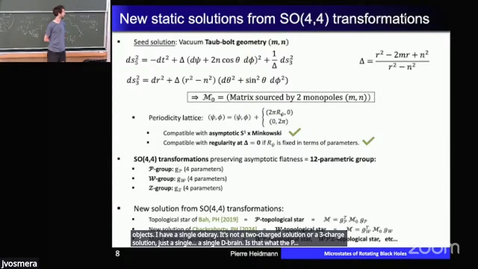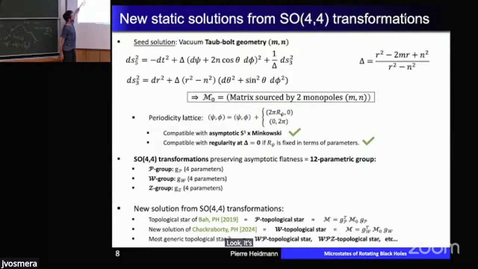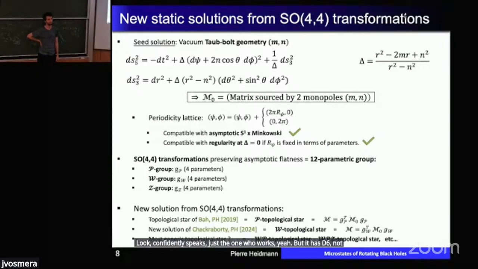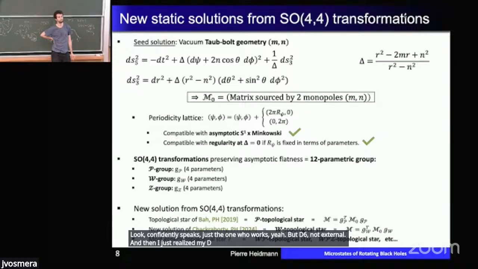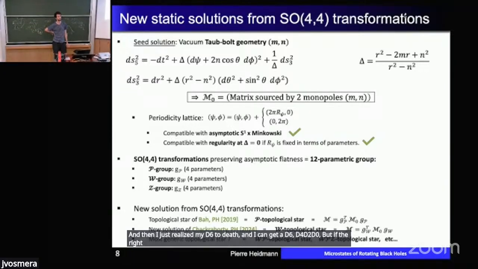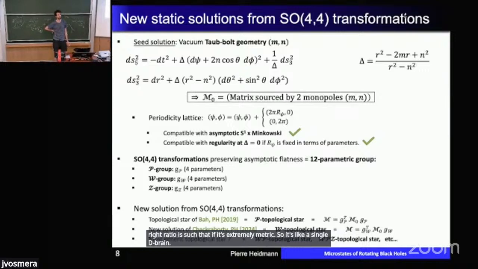So that's the topological star, no. Is that what you're starting with, the supersymmetric, no, supersymmetric with empty space? Just the one you have, yeah. So D6, but non-extremal. Yeah. And then I just dualize my D6 to death, and I can get a D6, D4, D2, D0. But with the right ratios, such that if it's extremal, it's supersymmetric, 16 charge. So it's like a single D brane. Yeah. Pumping into a black hole.